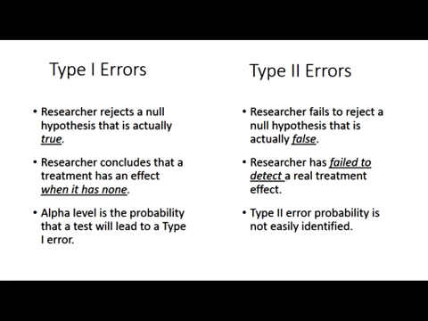Okay, so that means that your score should have fallen within that middle section, but for some reason you got that outlier and you rejected the null hypothesis when it was actually true. You can also conclude that a treatment had an effect when it didn't have an effect. And the alpha level is the probability that a test will lead to a type 1 error.